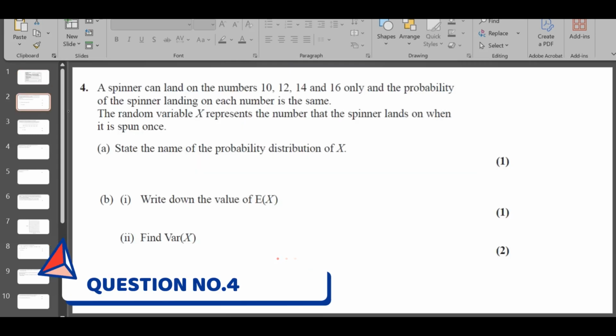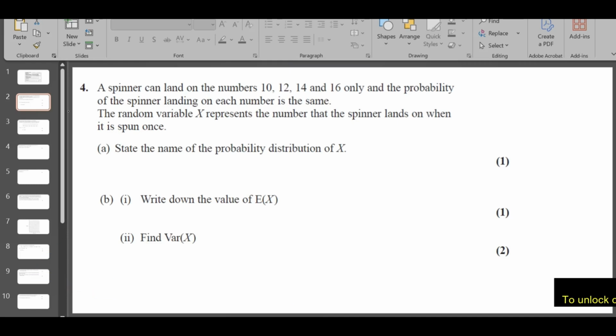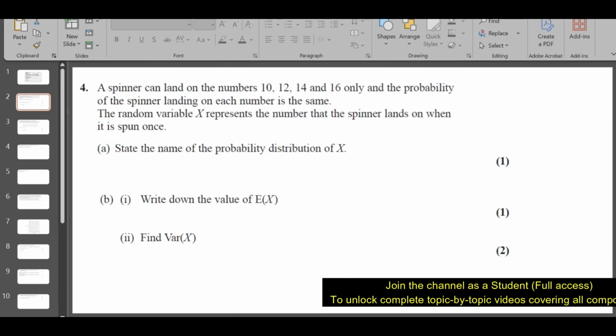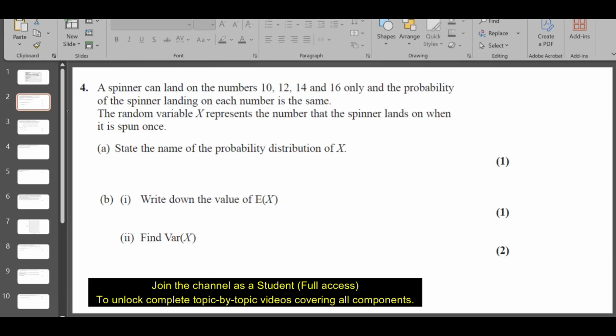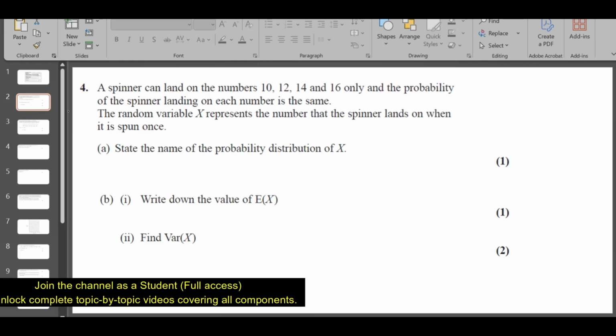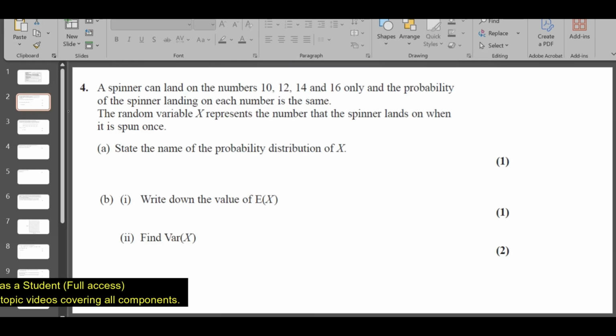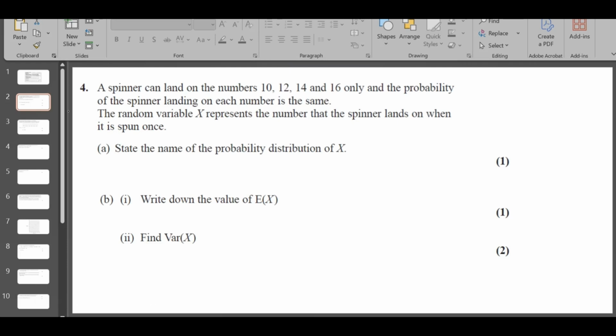Let's look at question number 4. A spinner can land on these numbers 10, 12, 14, 16 only, and the probability of the spinner landing on each number is the same. So if all the probabilities are the same, it's basically a uniform distribution. The random variable X represents the number that the spinner lands on when it is spun once. State the name of the probability distribution.